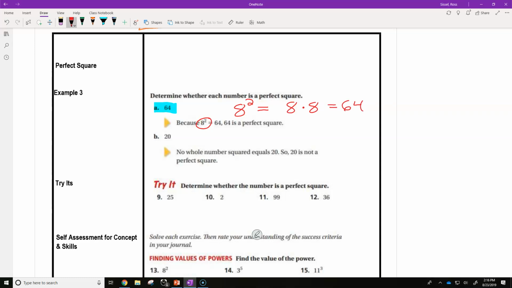Okay, they asked me about 20. Is 20 a perfect square? No. 20 is not. Why?